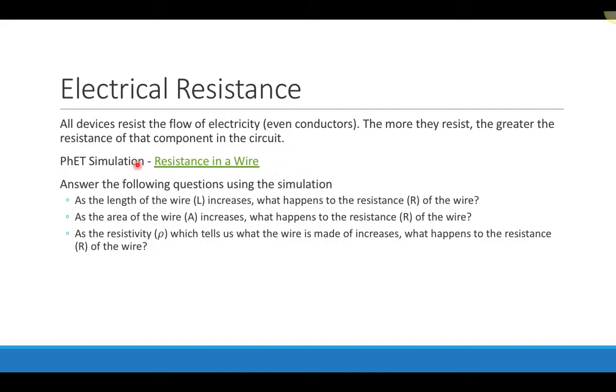So the resistance of a wire is going to depend on a number of different quantities that make up that wire: length, cross-sectional area, and basically what the wire is made of.